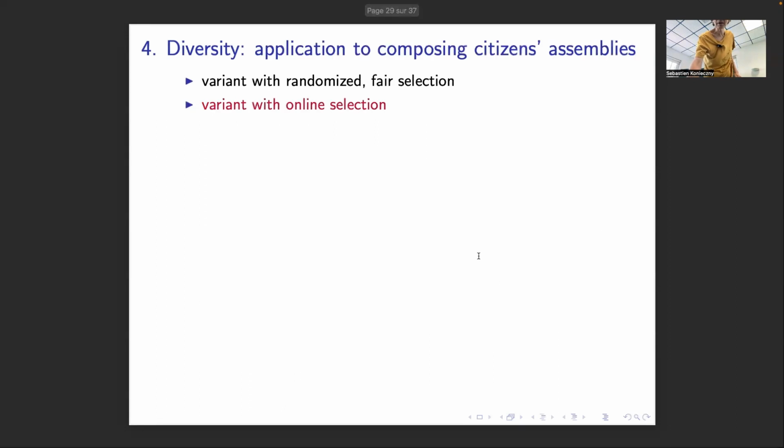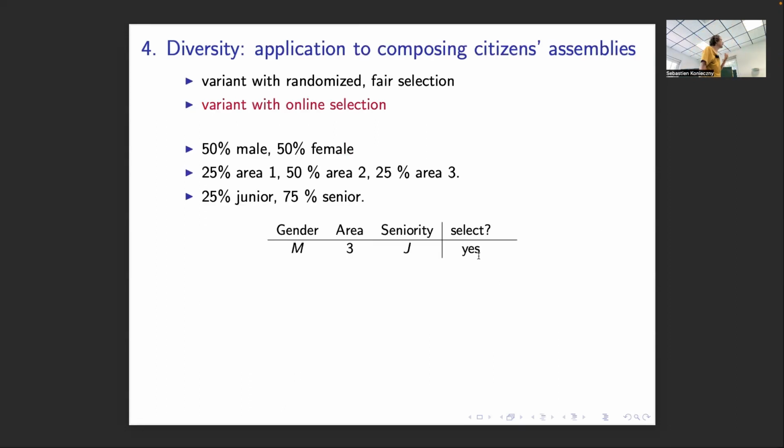This diversity thing, we can also do it online. What does online mean? The candidates come in an online fashion, one after the other. It's like the secretary problem. Who knows the secretary problem? Who knows the multiple secretary problem? Here, the secretaries are members of the hiring committee. The terminology is very sexist, but maybe not everyone knows it.